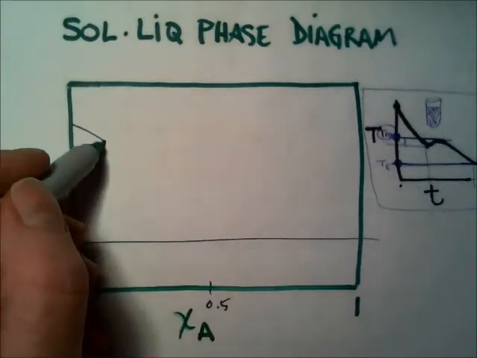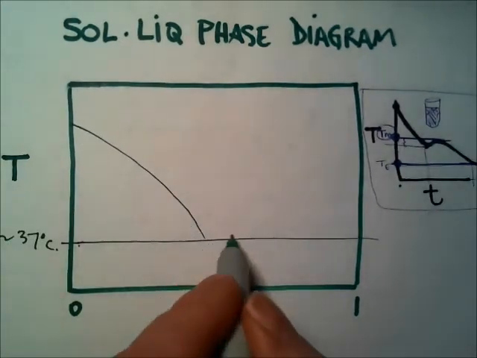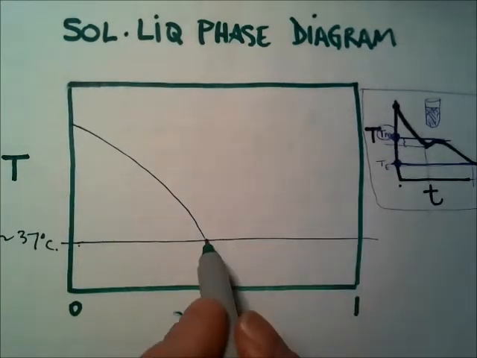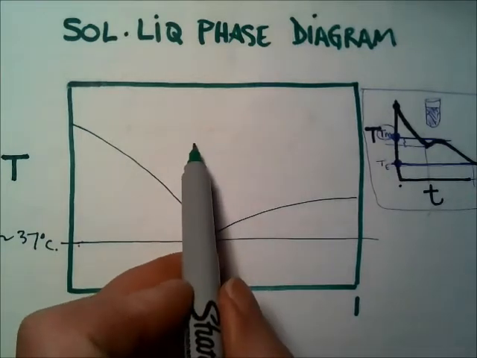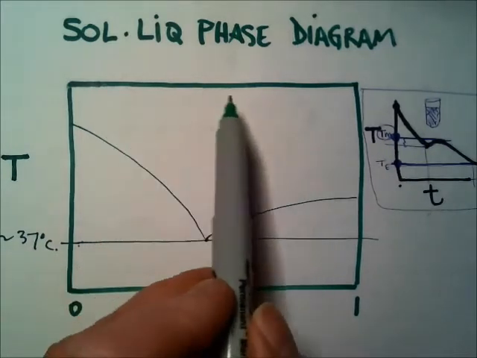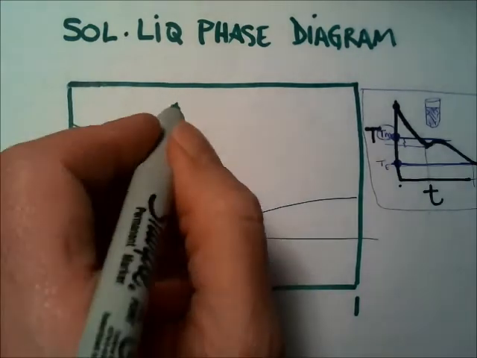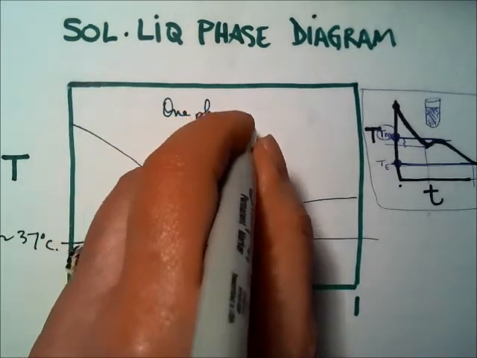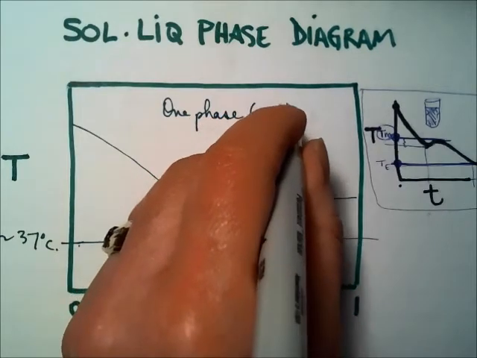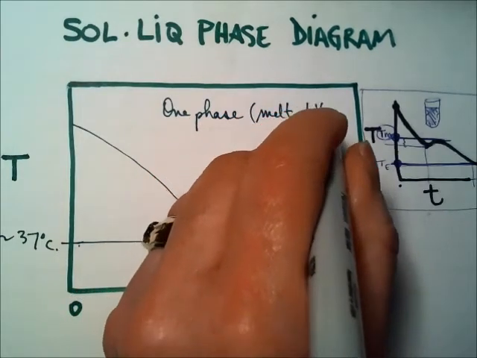And I think you had a high one on that side and a low one, so something like that. Okay, let's label the phases. So how many phases are present here? Well, this is at the high enough temperature where everything is in the melt. So this is one phase, and in fact it's the liquid melt.